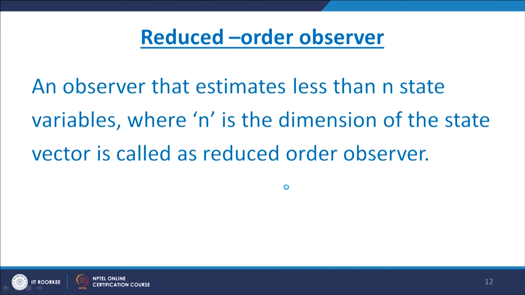Similarly, there is the reduced order observer. Reduced order observer means some states are known and some are unknown. The states which can be measured, we measure, and only the unknown ones we estimate. That is called a reduced order observer. An observer that estimates fewer than n state variables, where n is the dimension of the state vector, is called a reduced order observer. Now, we will see how to determine the observer matrix K.